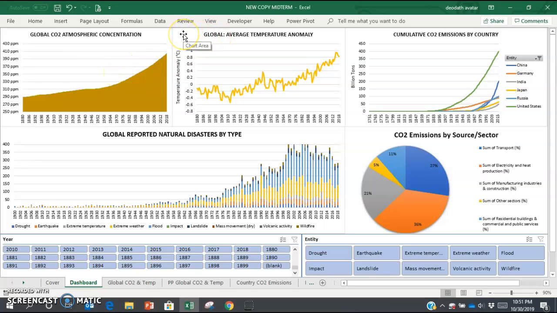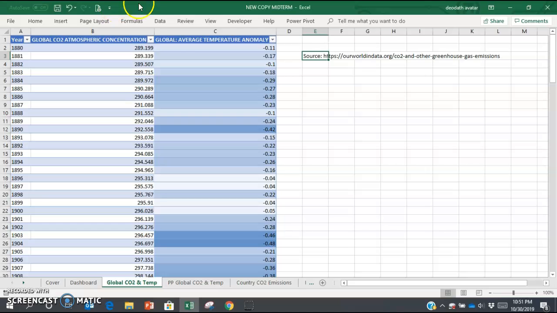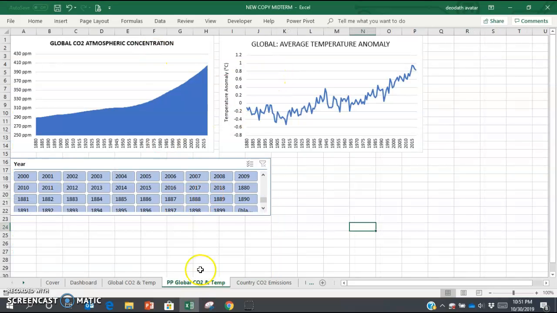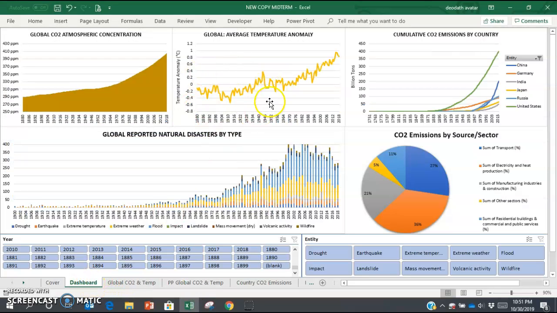Moving on to our global average temperature chart, the data set is basically the same, with the exception that instead of having the CO2 we emit each year, we have the global average temperature. They're both from the same source. That's how I created this chart over here.